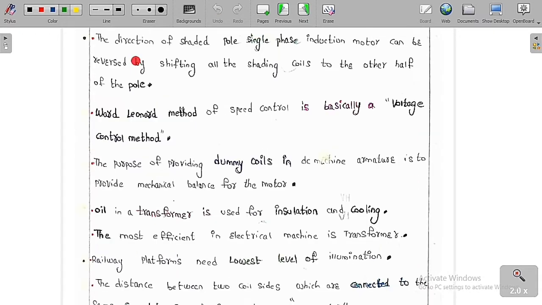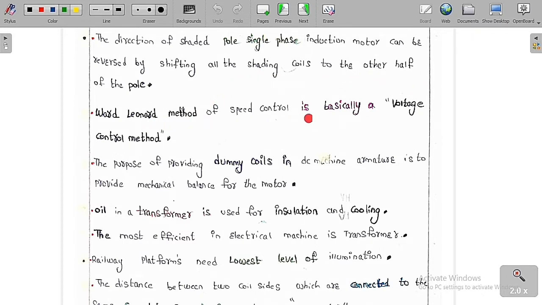The direction of the shaded pole single phase induction motor can be reversed by shifting all the shading coils to the other half of the pole. As I have already told you, in the shaded pole induction motor, the rotation is from the unshaded part to the shaded part. So if you want the reverse rotation, you have to shift the shading coils. Then we are going to reverse the rotation of the rotor of a shaded pole single phase induction motor.